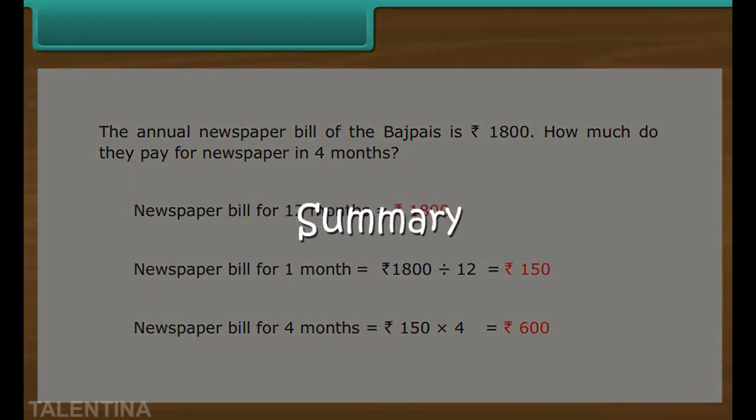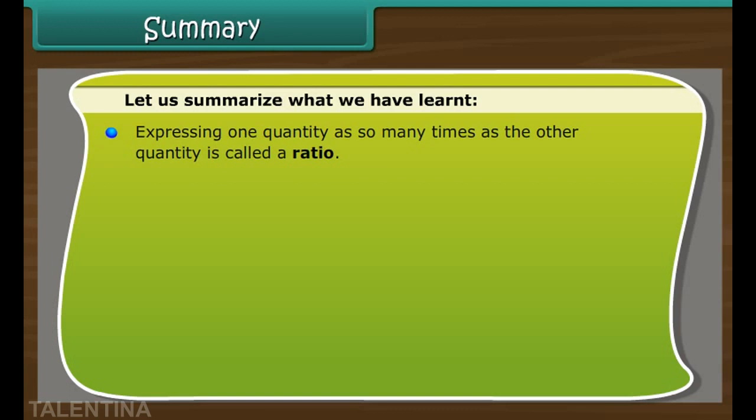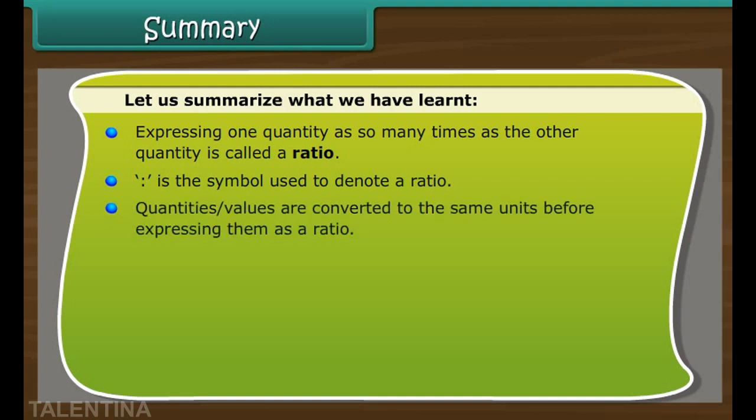Summary. Let us summarize what we have learned. Expressing one quantity as so many times as the other quantity is called a ratio. Colon is the symbol used to denote a ratio. Quantities, values, are converted to the same units before expressing them as a ratio.